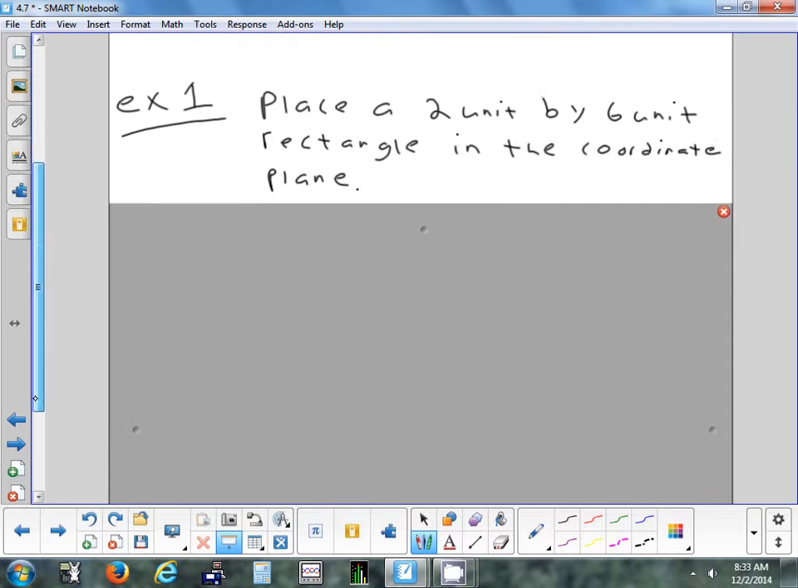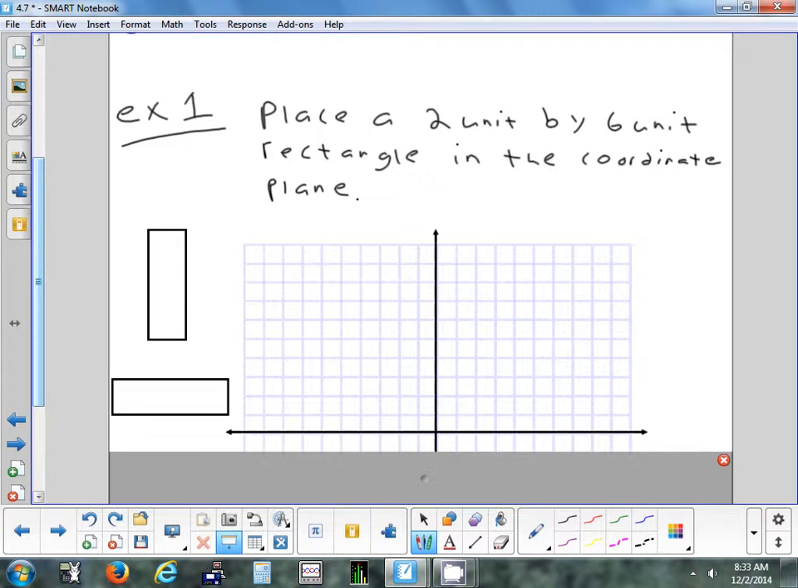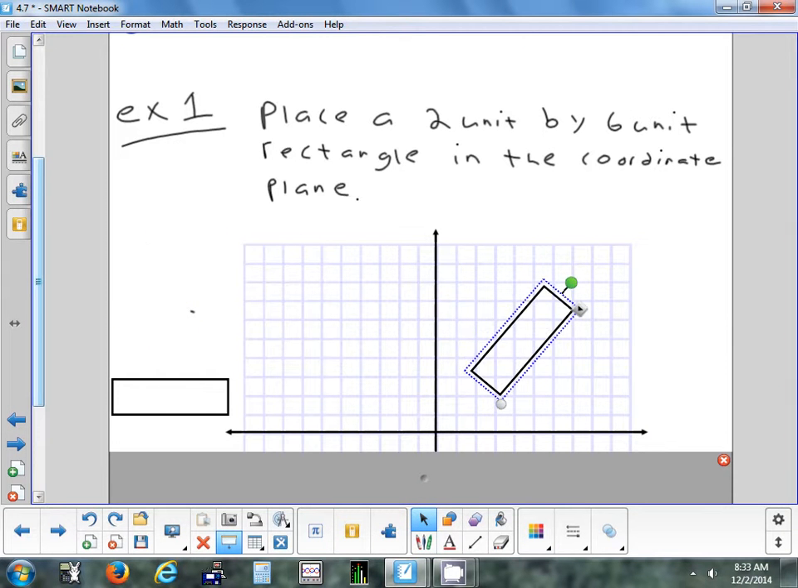If you're not sure exactly what I mean, let me show you a placement that would not be easy to work with. Let's take this rectangle and place it like that.